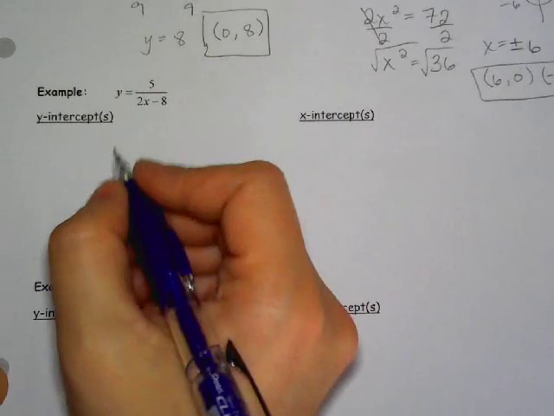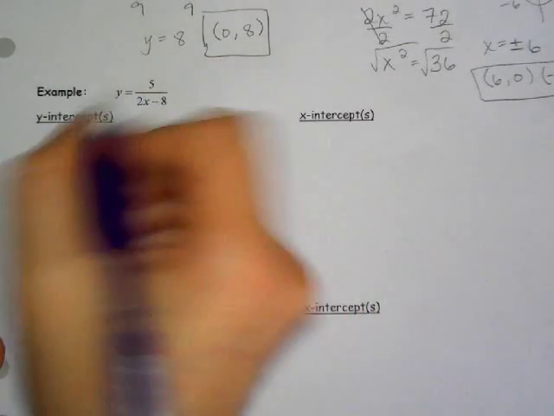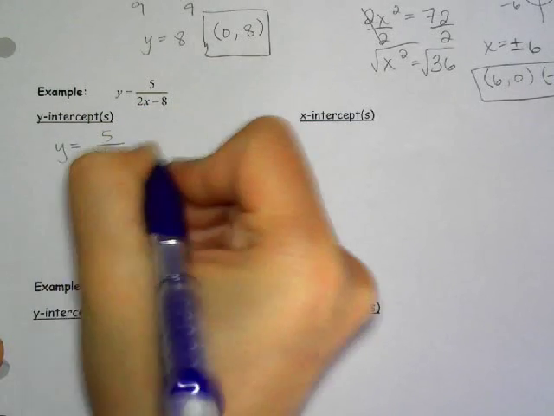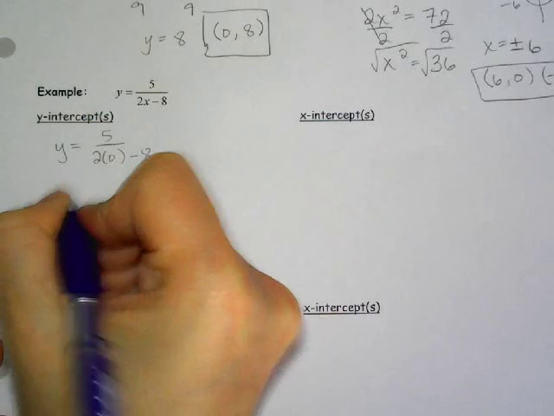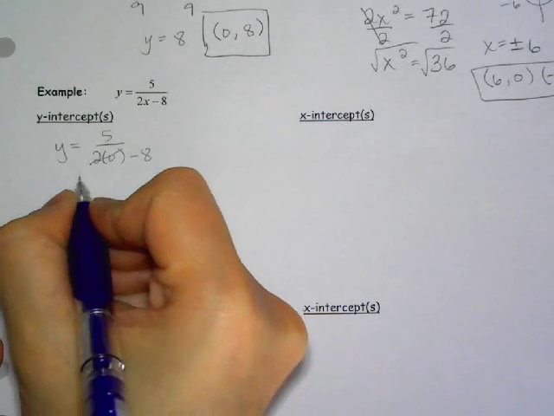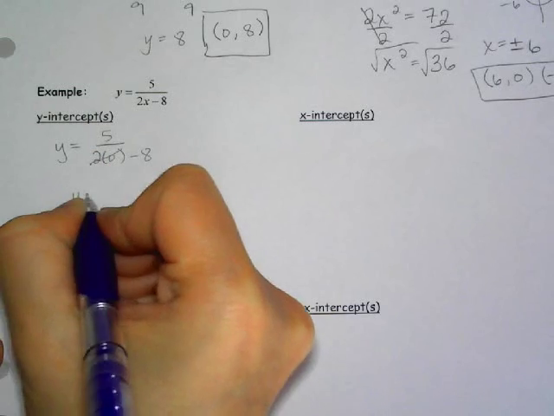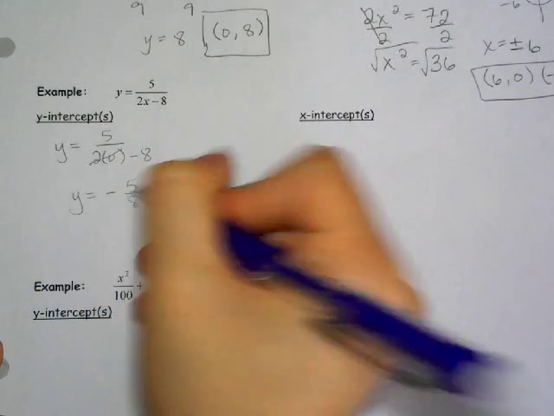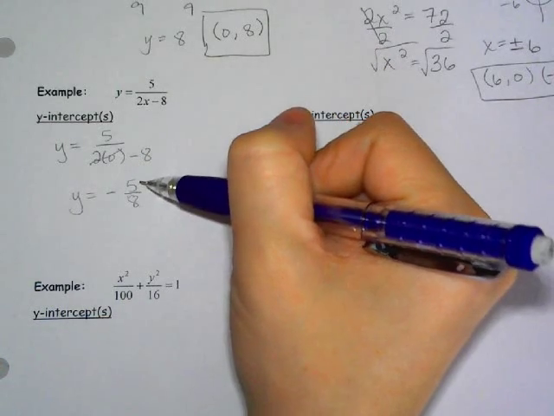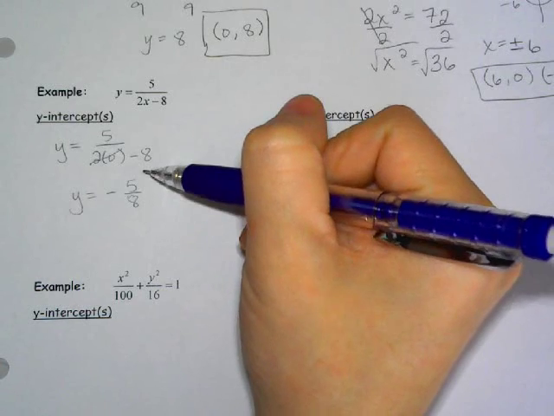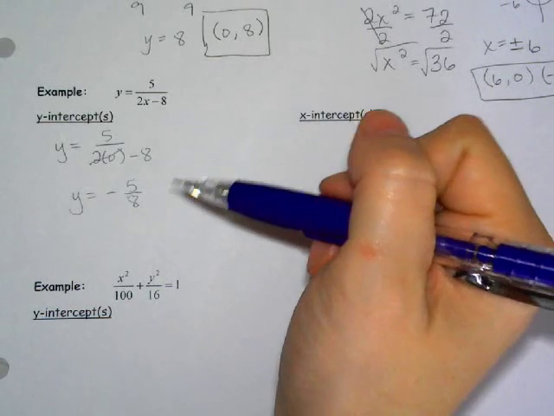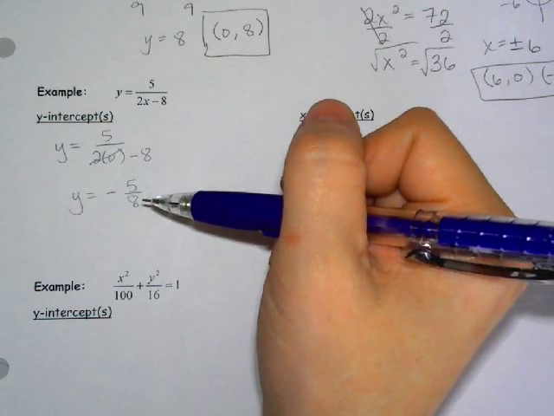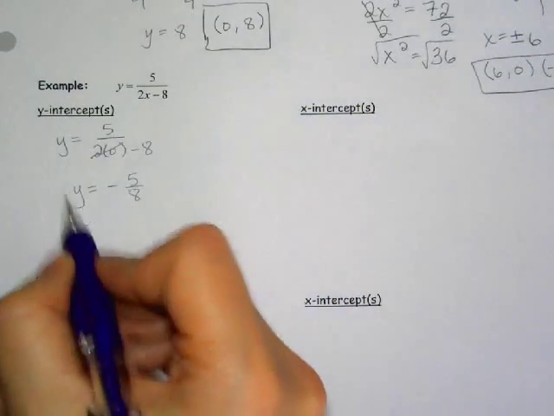For the y-intercept, once again, I'm going to substitute in 0 for x. So y equals 5 over 2 times 0 minus 8. 2 times 0 is just 0, so I'm left with negative 8 on the bottom. So y equals negative 5/8. When it comes to fractions and negatives, it could be 5 over negative 8, it could be negative 5 over 8, or you can just have the negative out in front. Just make sure you're not writing the double negative if it doesn't exist. So negative 5/8 for our y-intercept.